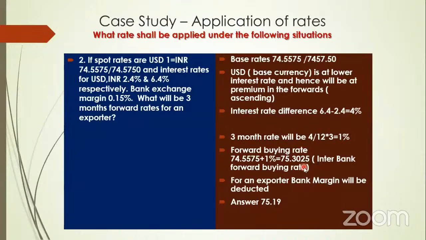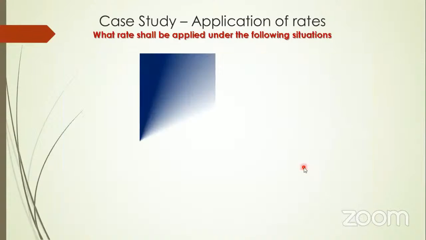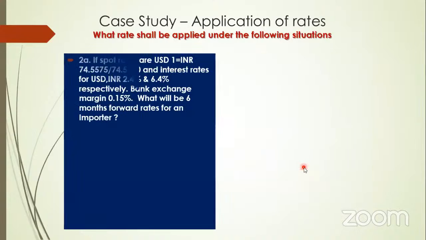Now I will go to the fourth one. Next question. Now you have to calculate yourself. I will not leave you. I will be happy if you are able to do it on your own on the screen, because right now I am assuming you are in front of the screen. Note down the same rate. I will not change the rate. Same bank margin. Now I am asking the question: what will be the 6 months forward rate for an importer?